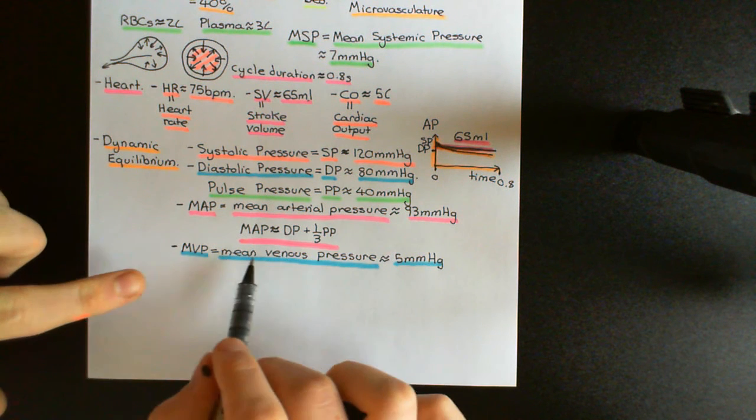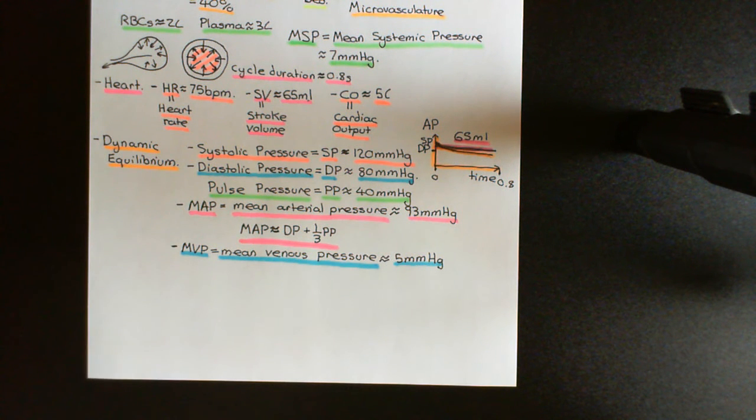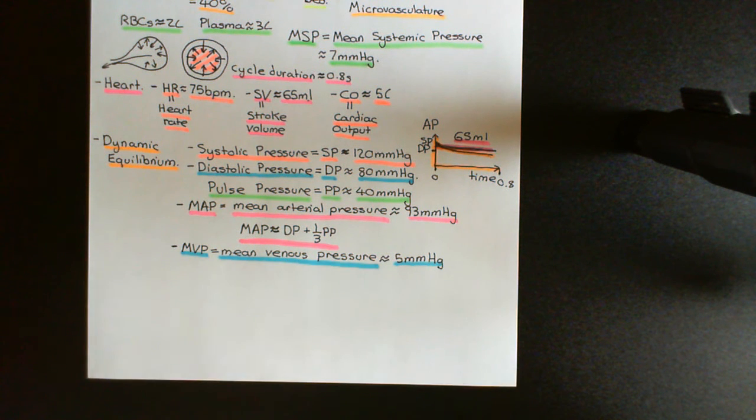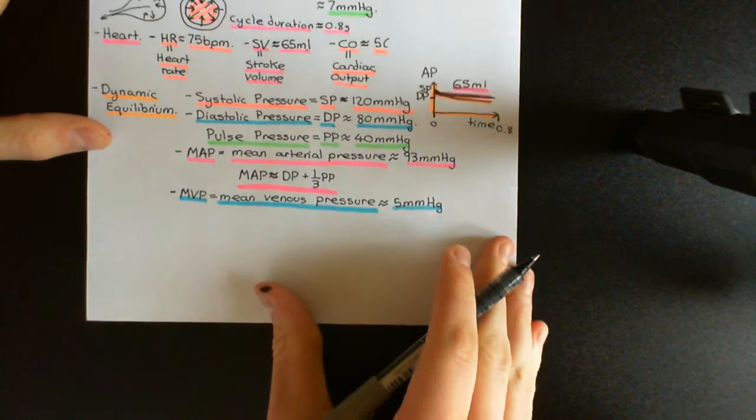Meanwhile, the mean venous pressure, which really is quite true to think about that because that does remain reasonably constant, is around 5 millimeters of mercury. So now, a formula then.